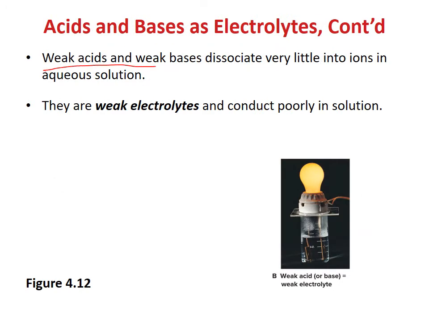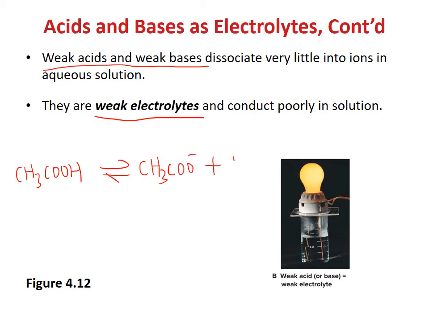Weak acids and weak bases, on the other hand, only dissociate very little into ions in aqueous solution, and therefore they are weak electrolytes. Acetic acid, for example, in water only dissociates to a small degree into ions. So the percent of dissociation is probably less than 5%. With a small amount of ions in solution, the conductivity is low, and therefore this is a weak electrolyte.